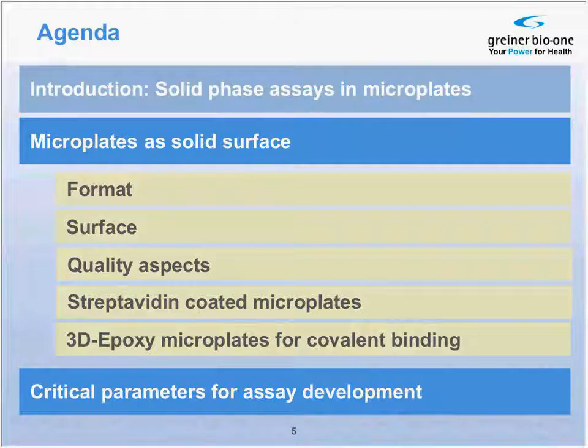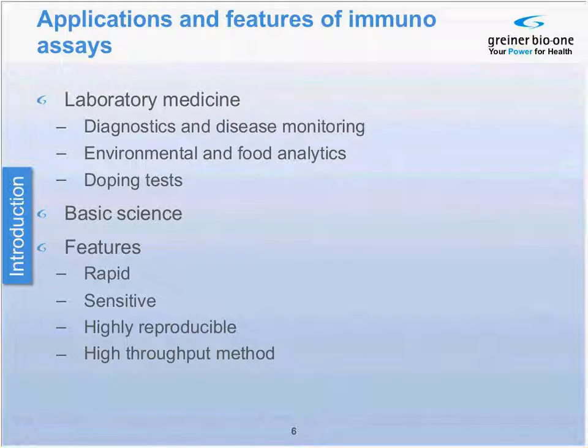So let's start with the introduction. Immunoassays are common tools in laboratory medicine. They are used for diagnostics and disease monitoring, environmental and food analytics, as well as doping tests. And they are a powerful tool in basic science. ELISAs are a rapid, sensitive, and highly reproducible method which can be used in a high throughput manner.